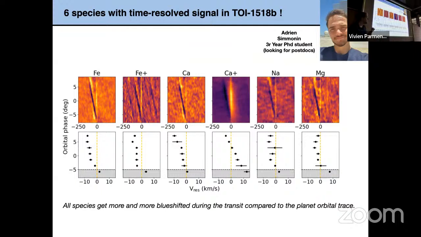So for the 6 species, what we're seeing systematically is that the planet goes from redshift to 0, or redshift to a more blueshifted spectrum. Pretty clear in all of those. A bit different depending on the species, but the general trend is here. And we've seen that for iron for the 6 other planets already. So there is a clear trend.